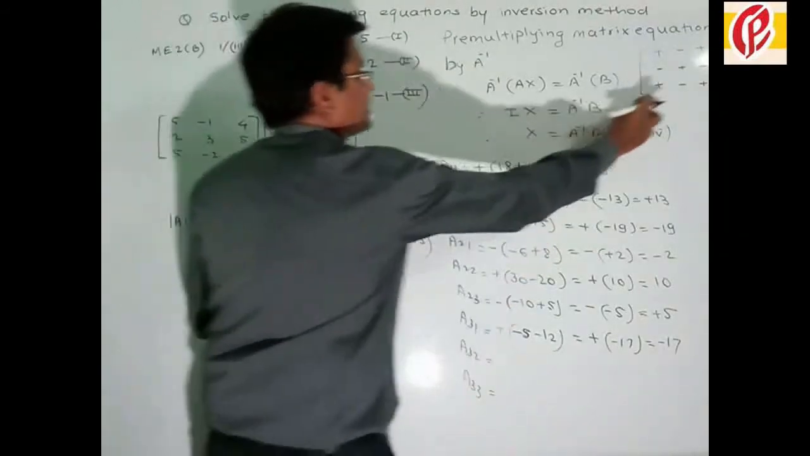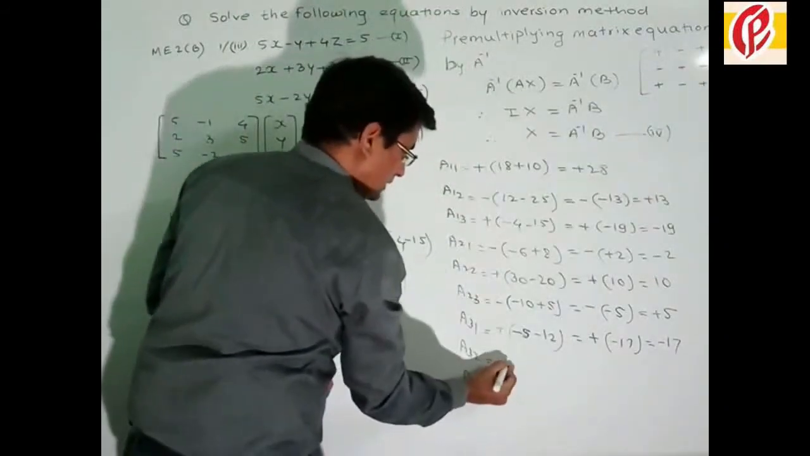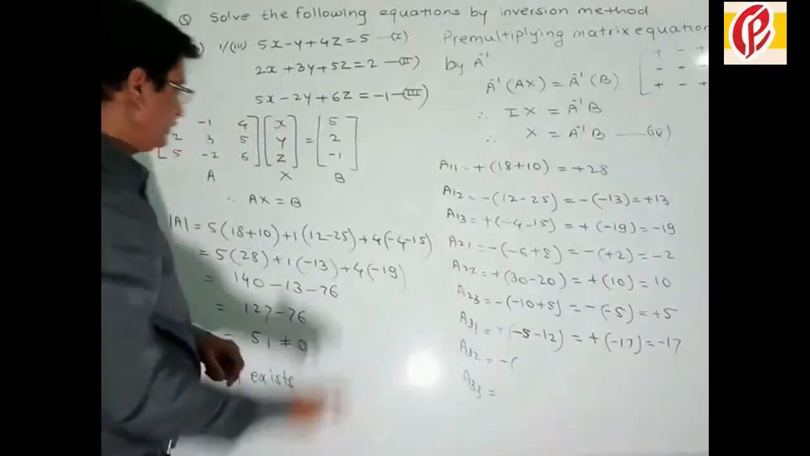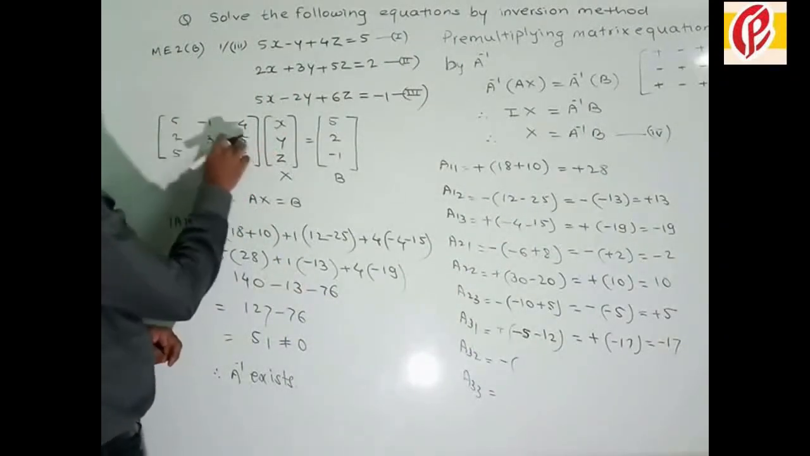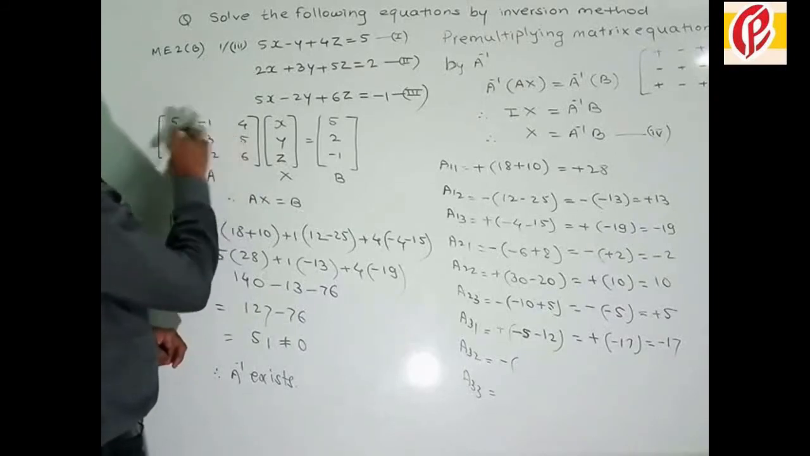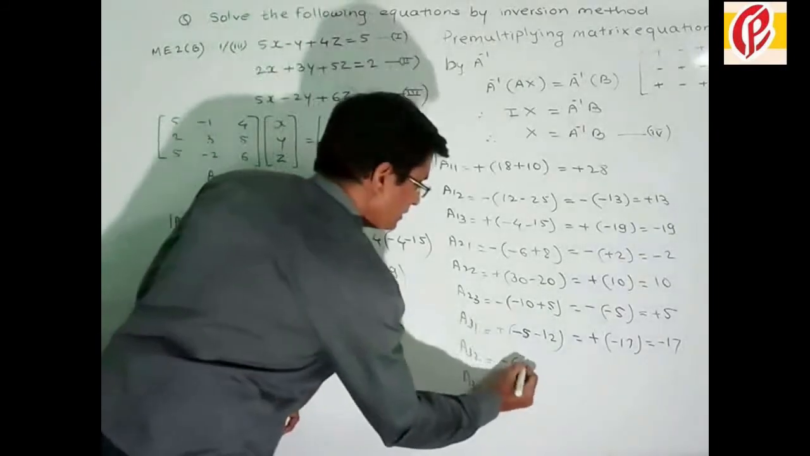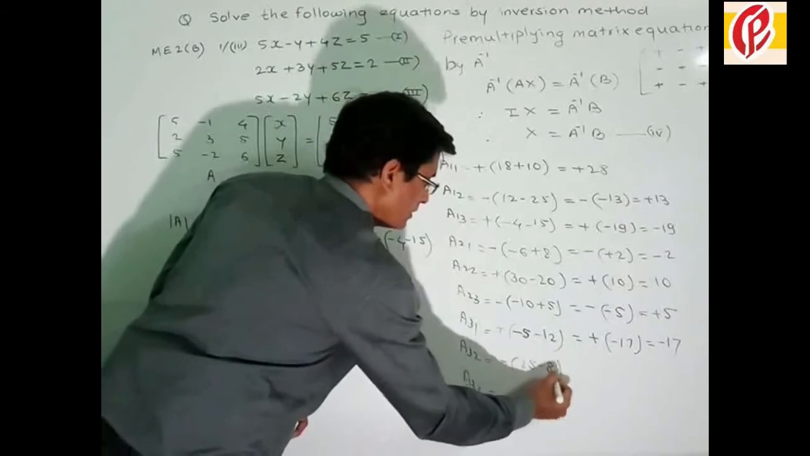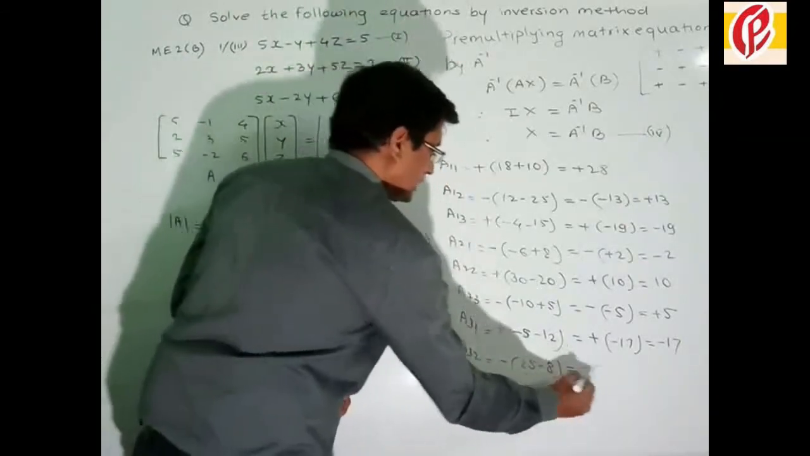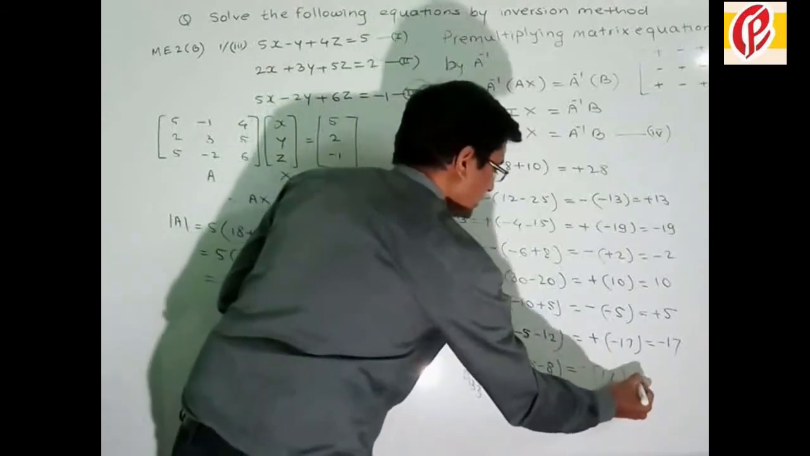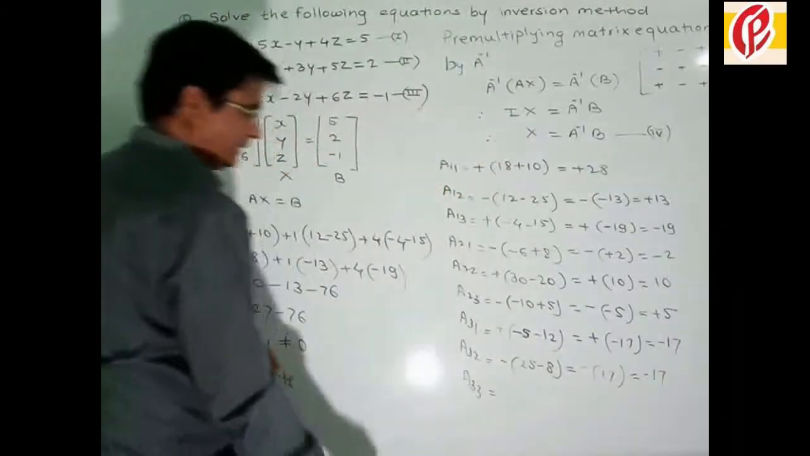Third row, second column, sign is minus. Third row, second column. So these are the elements: 5 5s are 25 and 2 4s are 8. 25 minus 8 is equal to this minus sign. 25 minus 8 is 17. So answer is minus 17.